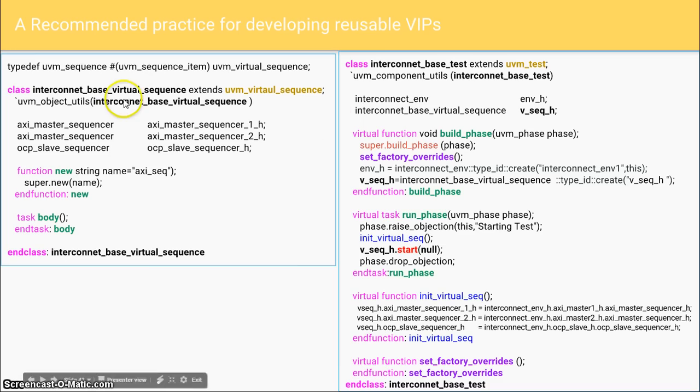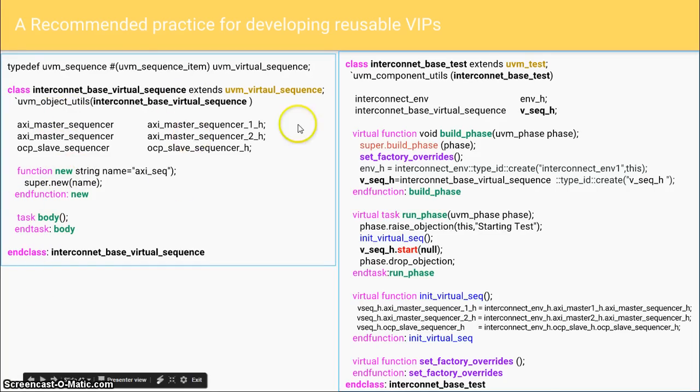The first step is to define a base virtual sequence with all the handles of the sequencers. Here your interconnect base virtual sequence extends from the UVM virtual sequence, and it contains the handles of all the sequencers, that is AXI master sequencer 1 handle, master sequencer 2 handle, and the OCP slave sequencer handle. Its new function and the body function are empty functions. So this is a base virtual sequence.